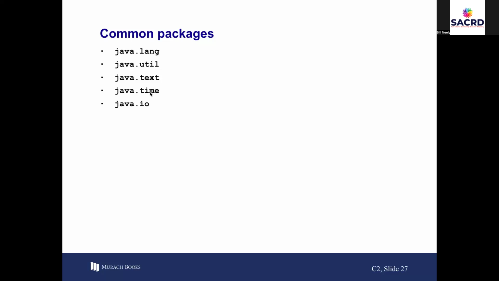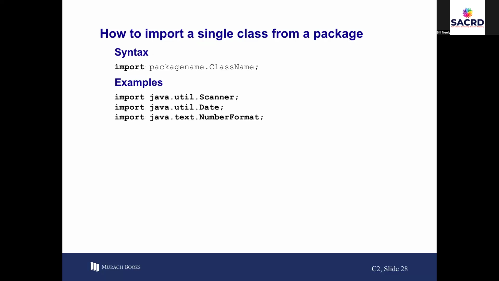We also have things like text and time and IO. We'll use all of these during the course to read and write files, to do date and time manipulation. We'll use some to do formatting of numbers so that we can format things to look like dollars or percentages and so forth. So right now we're going to start with the scanner.